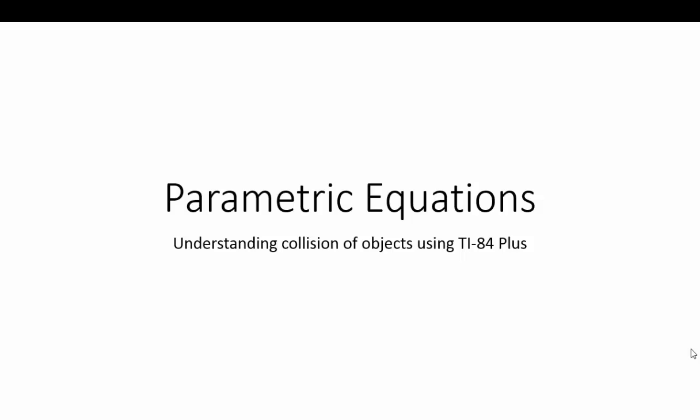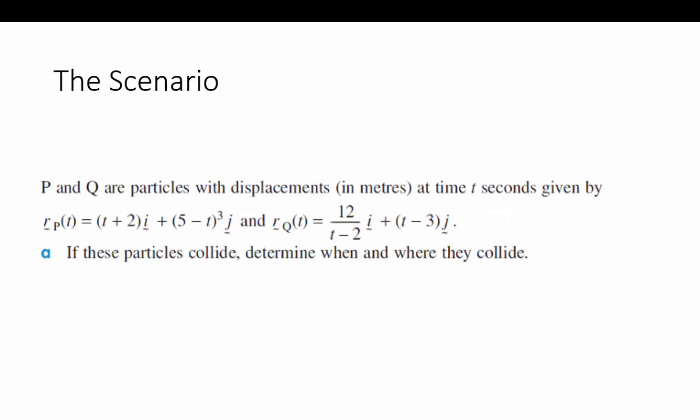So in this brief lesson, we're going to investigate parametric equations and specifically understanding collisions of objects using the graphics calculator TI-84+. So the scenario we're going to investigate is below. P and Q are particles with displacements in meters at time t seconds, given by that equation and that equation. And the question is, if these particles collide, determine when and where they collide.